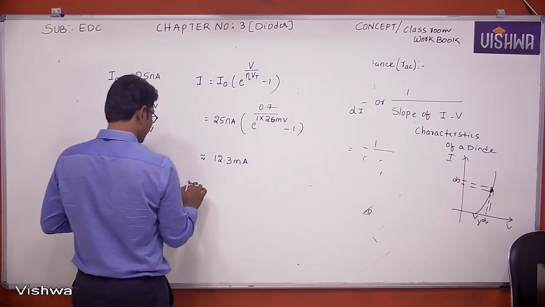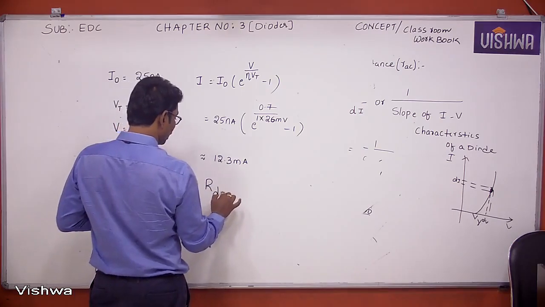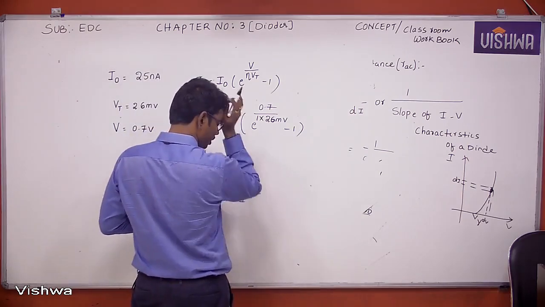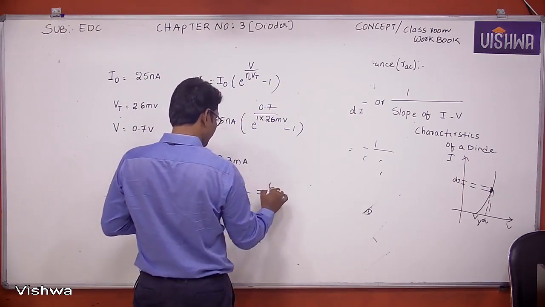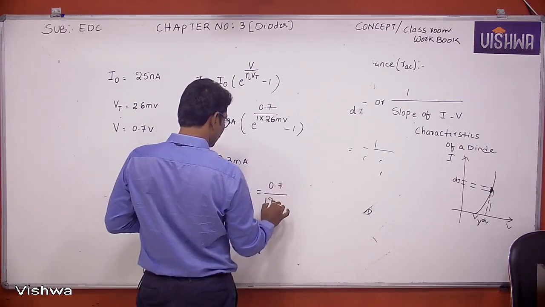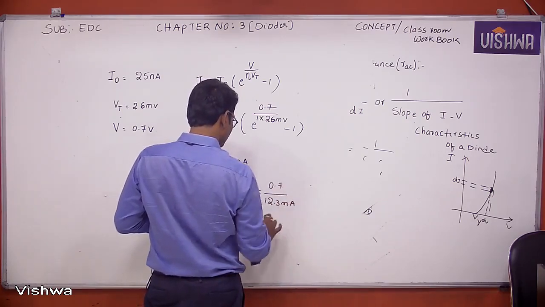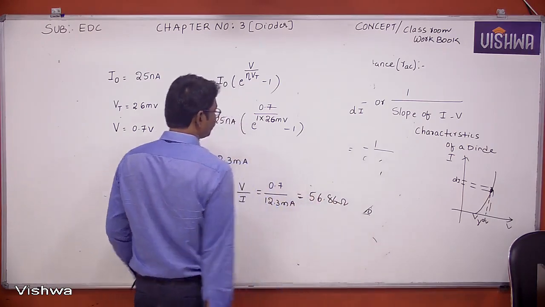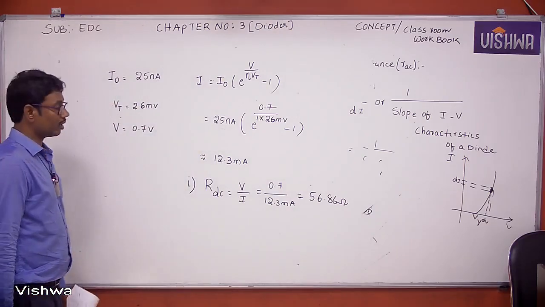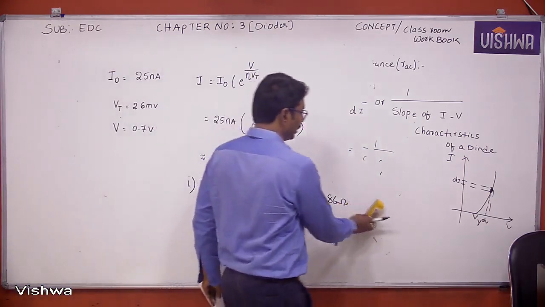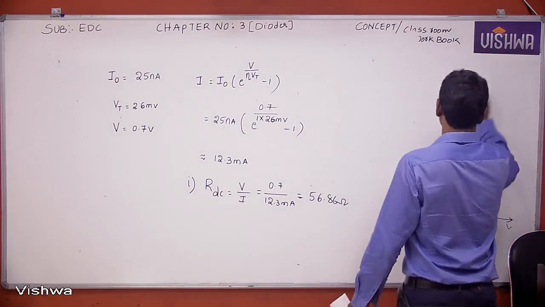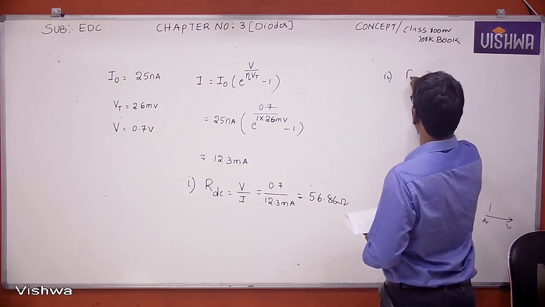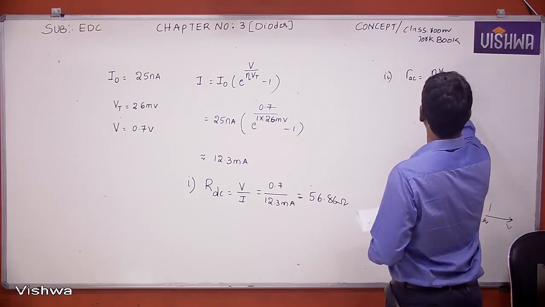Next, what is static resistance? Static resistance is RDC, which is equal to V by I. V is 0.7 and I is 12.3 milliampere, which gives 56.86 ohms. This is our static resistance value. Similarly, dynamic resistance is RAC, equal to eta into Vt by I.